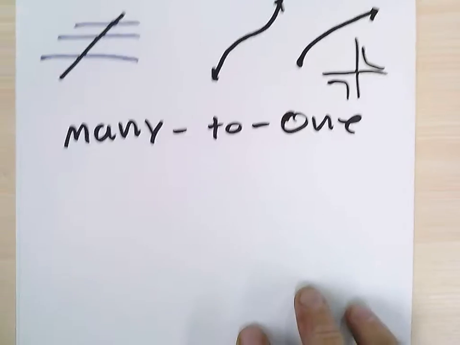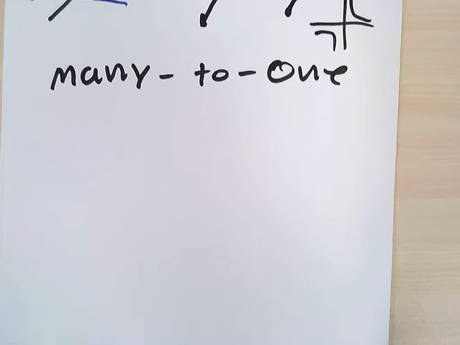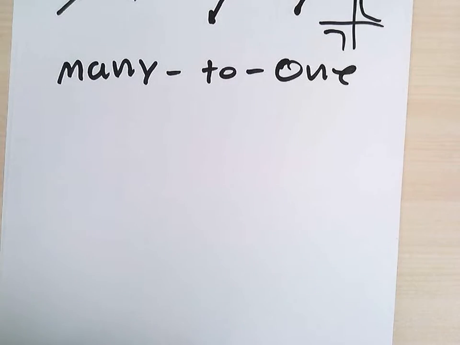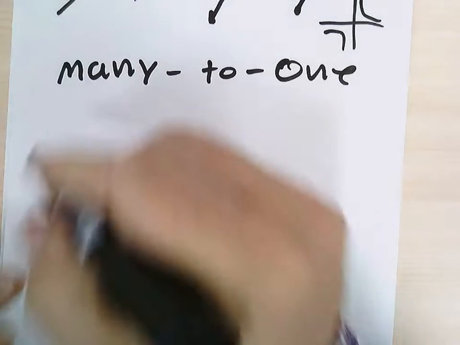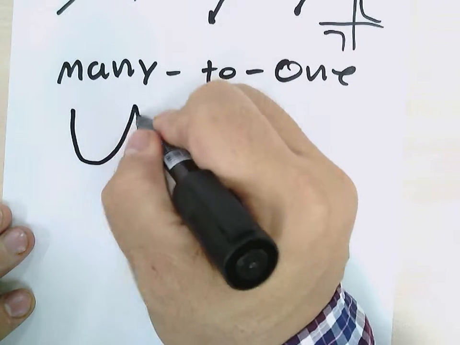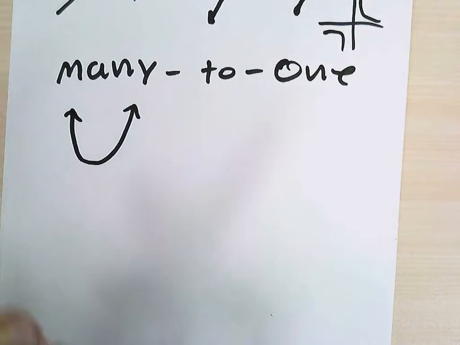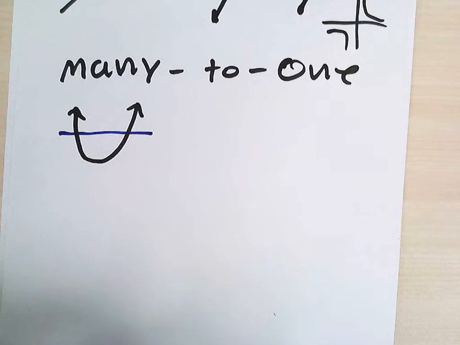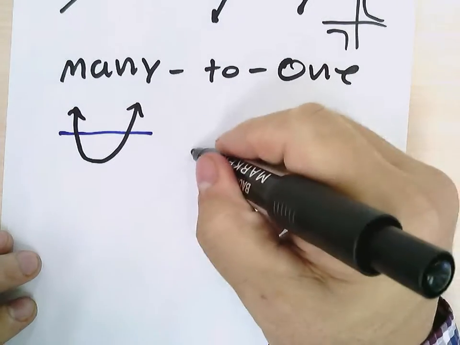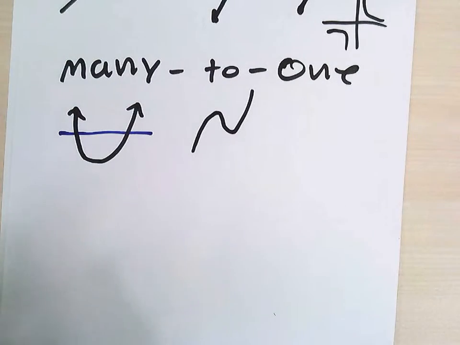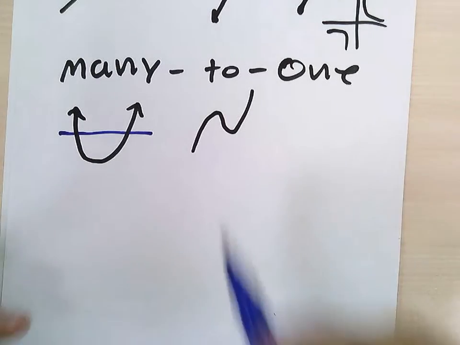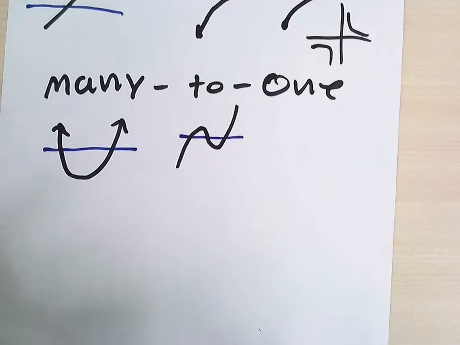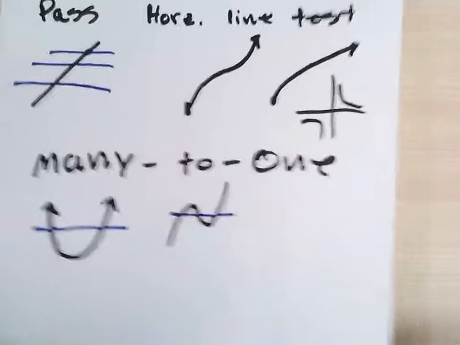Now, many-to-one are functions that do not pass the horizontal line test, like, for instance, quadratics. Quadratics do not pass, right? Quadratics do not pass. That is many-to-one. Certain cubics don't, right? If it looks like that, that does not pass the horizontal line test, and so on, right? So let's see some problems with this.